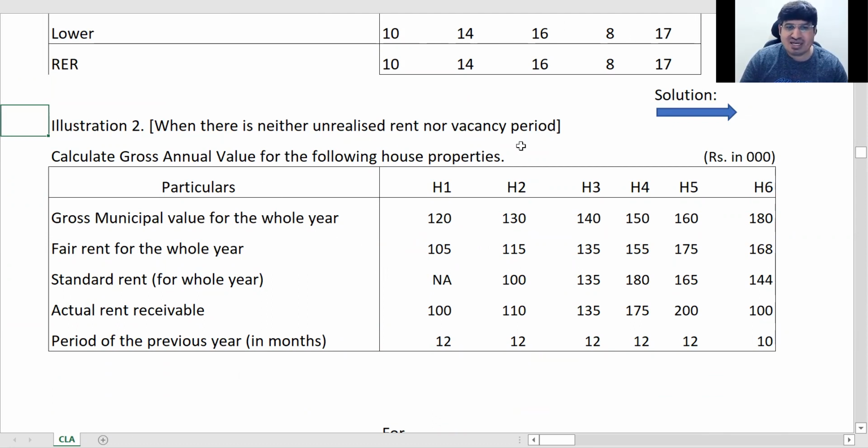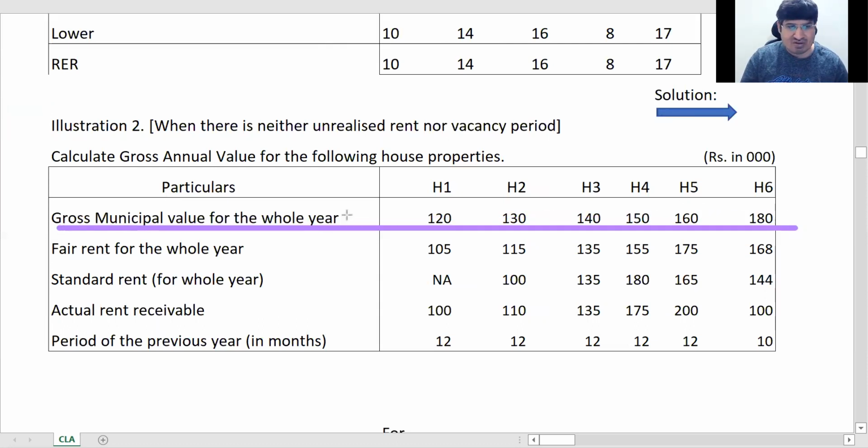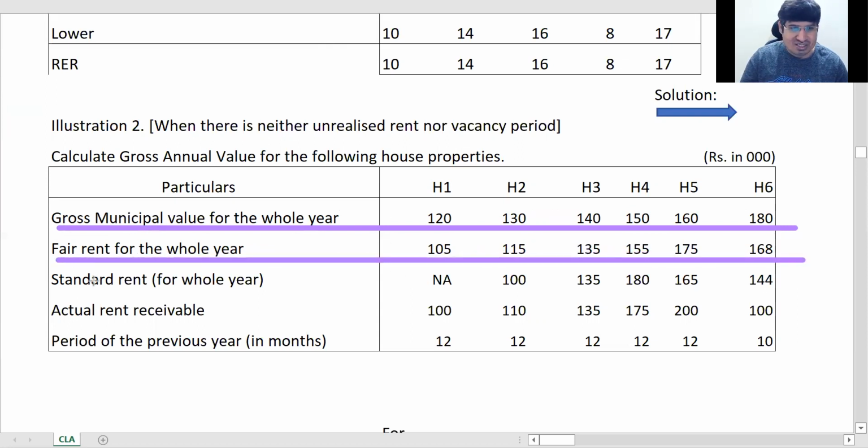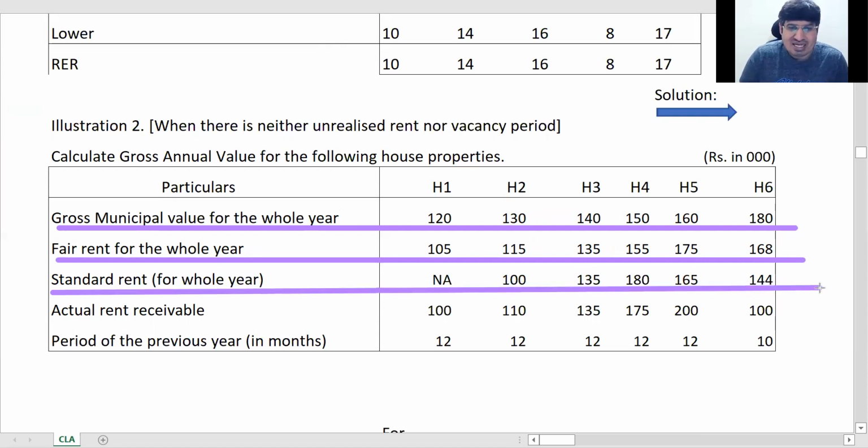Where there is neither unrealized rent nor vacancy. ठीक है, यहाँ unrealized rent भी नहीं है, vacancy भी नहीं है. Okay, calculate GAV from the following house properties. Thousands में है, आपको 6 घर दिए हैं. ओके, तो यहाँ पे जो है आपको GMV दिया है होल ईयर का. फेयर रेंट दिया है होल ईयर का और स्टैंडर्ड रेंट दिया है होल ईयर का. तो ये तीनों यूज करके हम लोग ये निकाल सकते हैं RER.